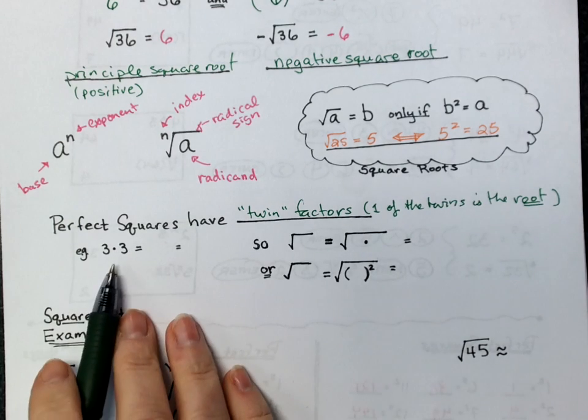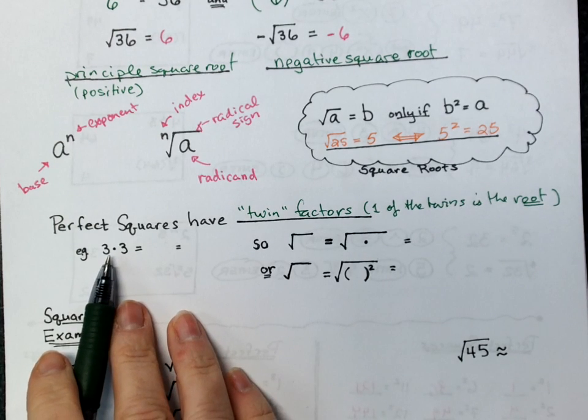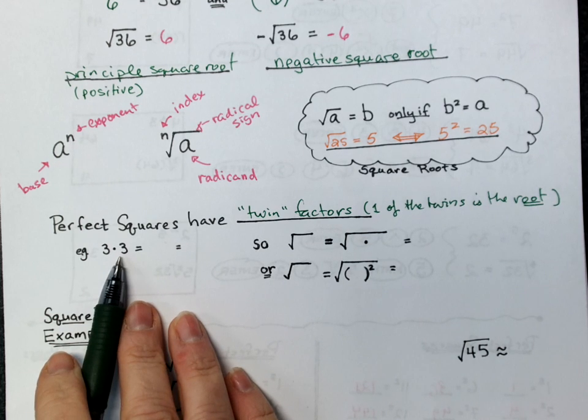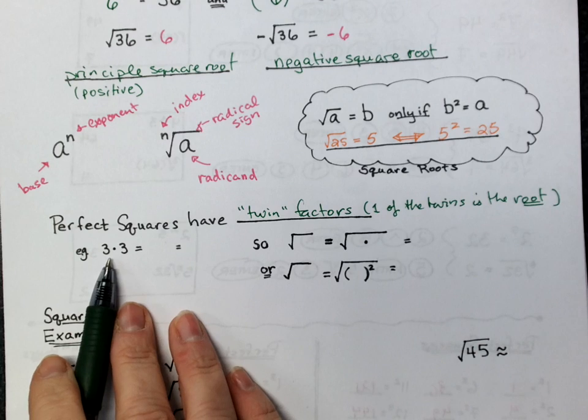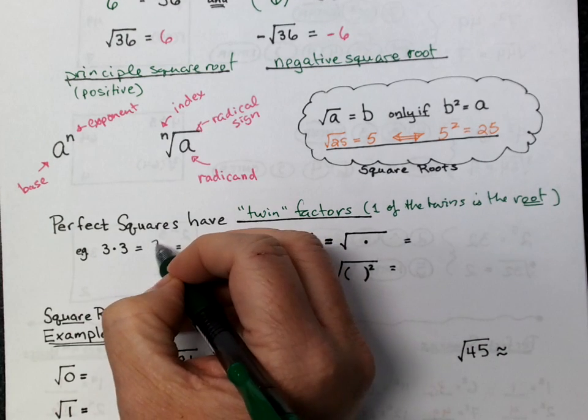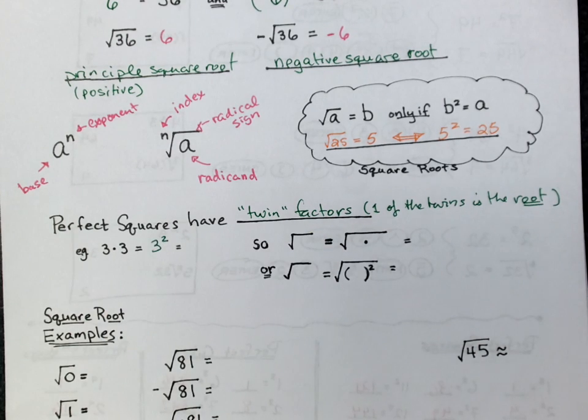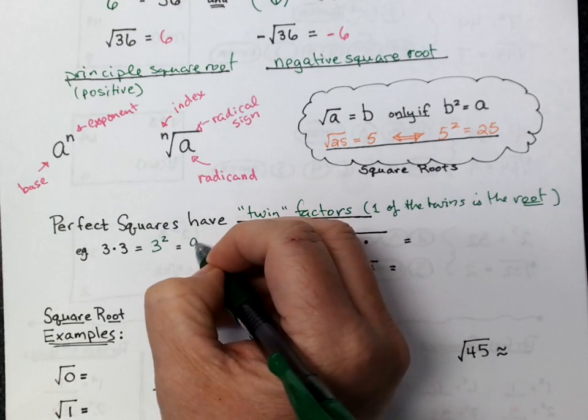So, for example, starting with exponents, here are twin factors. A number times itself. These are twins, 3 times 3. Okay? They're factors because it's multiplication, and they're twins because they match. 3 times 3 is another way to write that with exponents, because an exponent is repeated multiplication, 3 squared, which equals 9.